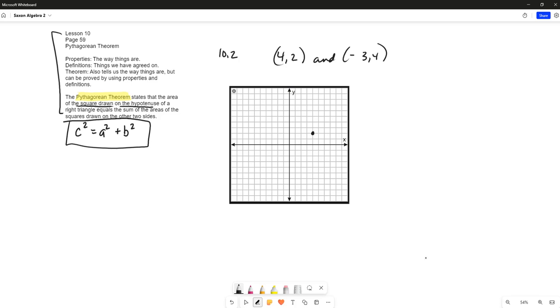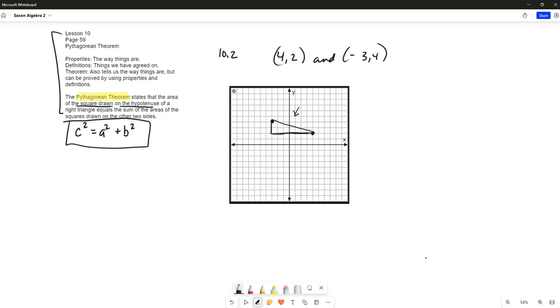And negative 3, 1, 2, 3, and up 4. 1, 2, 3, 4. Okay, so there's my line. So what I'm going to do is find the right angle where these two lines would intersect if I were to just draw that hypotenuse. That's the distance, right? So we know that this is what we're looking for right here.